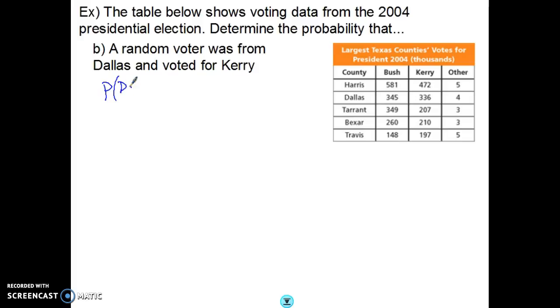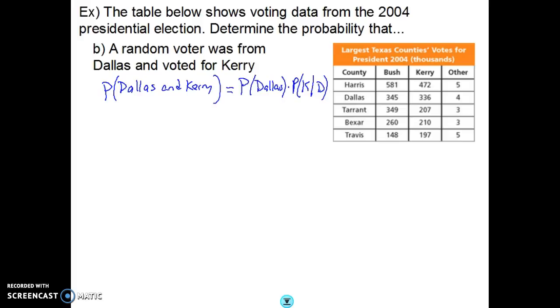They are from Dallas and voted for Kerry. Which, if we think about it, whether or not they voted for Kerry does actually seem to depend on where they were from, because the proportions are different in each county. So that makes this a dependent event, which means we'll have to calculate it as the probability of Dallas times the probability that they voted for Kerry, given they were from Dallas.